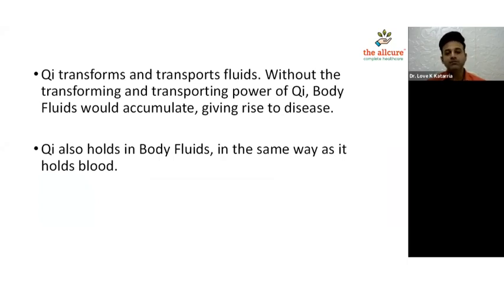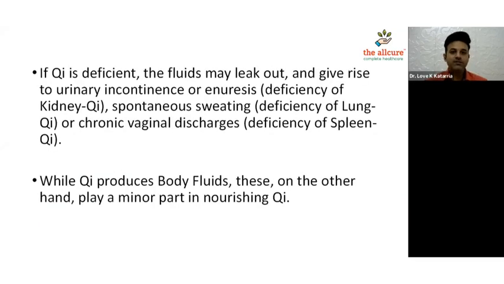So what's happening in case of spleen yang deficiency? There will be swelling. What's happening in case of kidney yang deficiency? There could be swelling in the legs, and the yang energy is unable to move the fluids, which is leading to the edema. So chi also holds in body fluids in the same way as it holds blood. So if chi is deficient, fluids may leak out and give rise to urinary incontinence. So the urinary bladder, if the kidney chi is weak, or its own chi is weak, is not able to hold it.